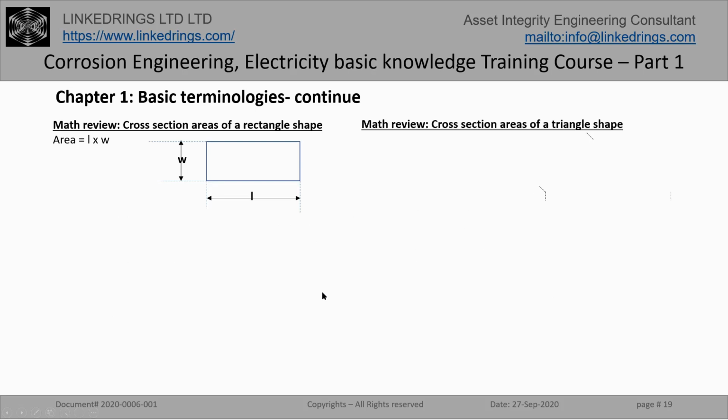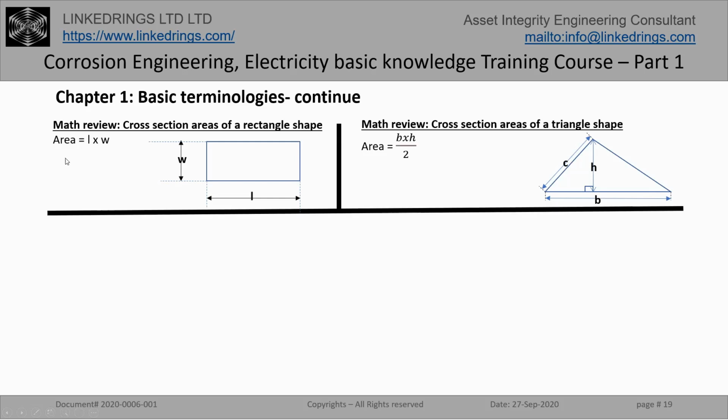Rectangular shape. What will be the area? If the shape is a triangle, what will be the area? So for a rectangular shape, the area is the length times the width. For a triangle, it is the base times the height divided by 2. This needs to be memorized.